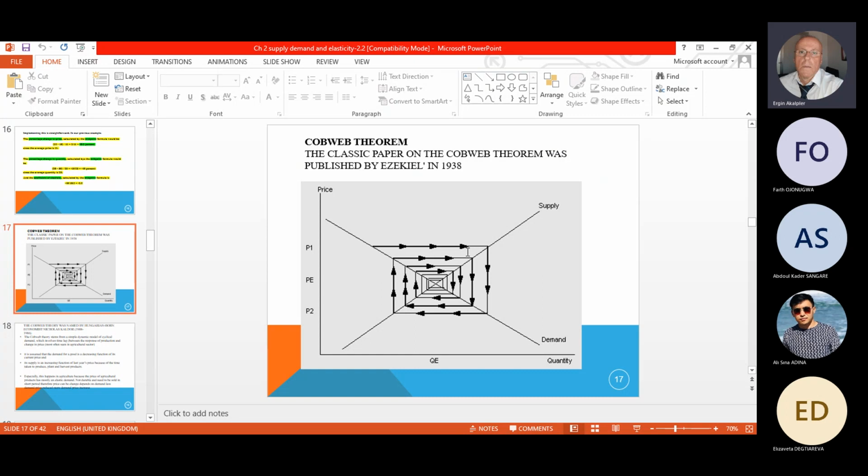It is very popular. It was published and introduced by Ezekiel and Nicholas Kaldor. The classical paper on the Cobweb theorem was published first with Ezekiel, but it is Kaldor's theorem. As you see, it is like a network, like a spider network. Either it goes towards the equilibrium or it moves away from the equilibrium, and this depends only on the position of the supply and demand. How it happens and how it affects and changes the supply and demand, let's see.